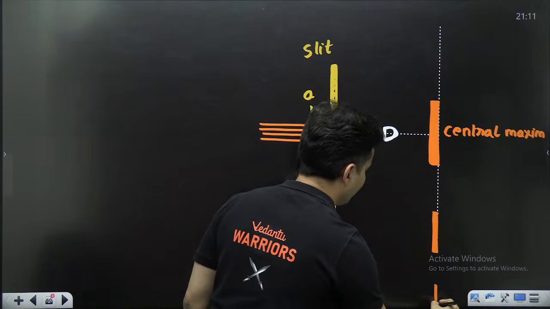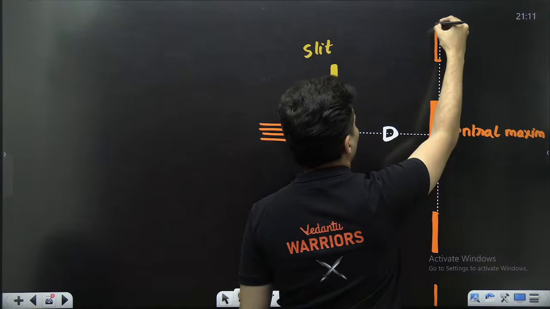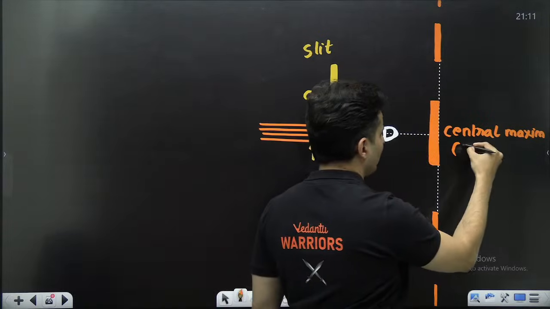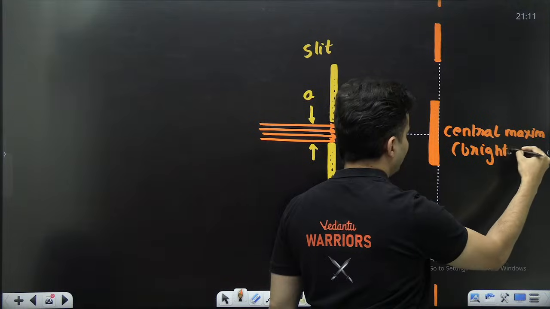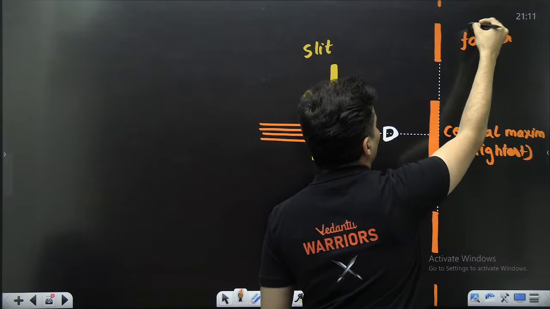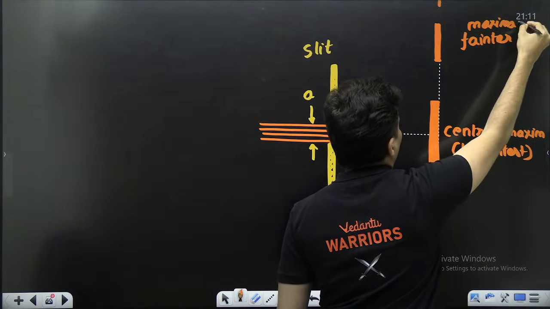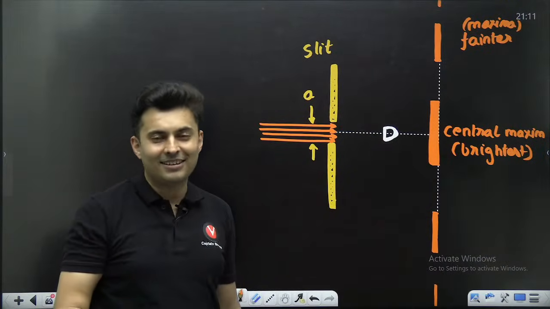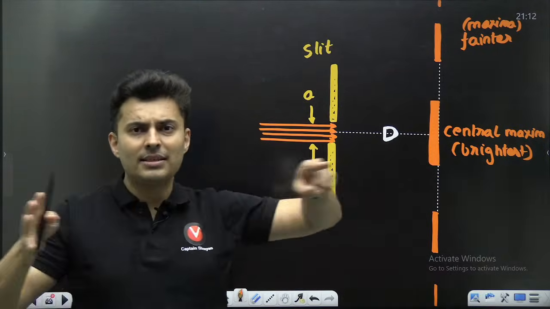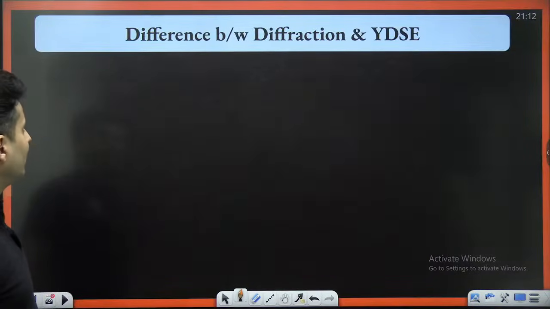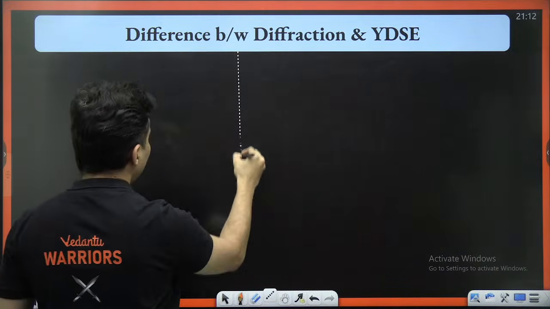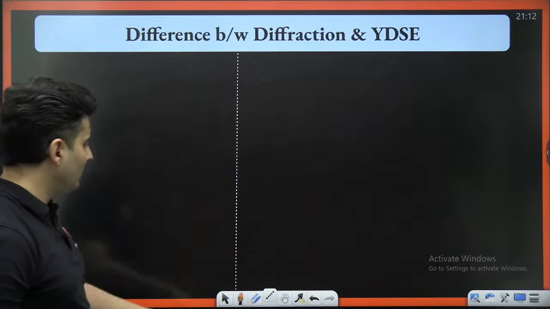The next one is very faint, so it's probably a little less bright over here. The next one is a little faint. So this is the brightest. These ones are a little bit fainter, although they are maxima, but they are not as bright as the other. Like in normal YDSE, what happens is the intensity is the same. That's one big difference. In fact, that's a differentiating factor between Young's double slit experiment and diffraction.